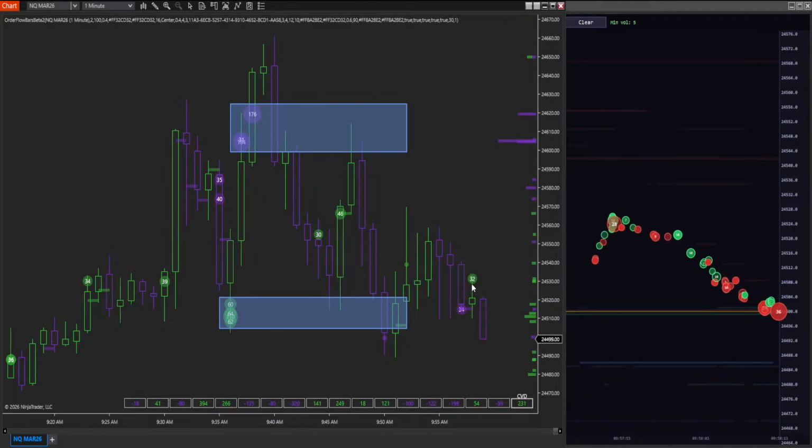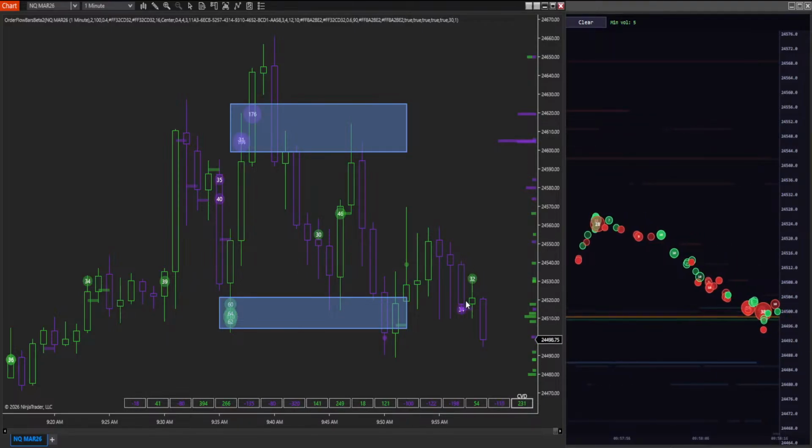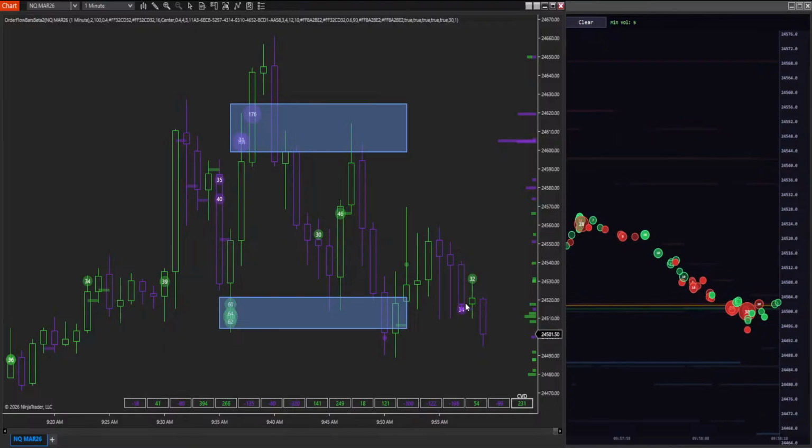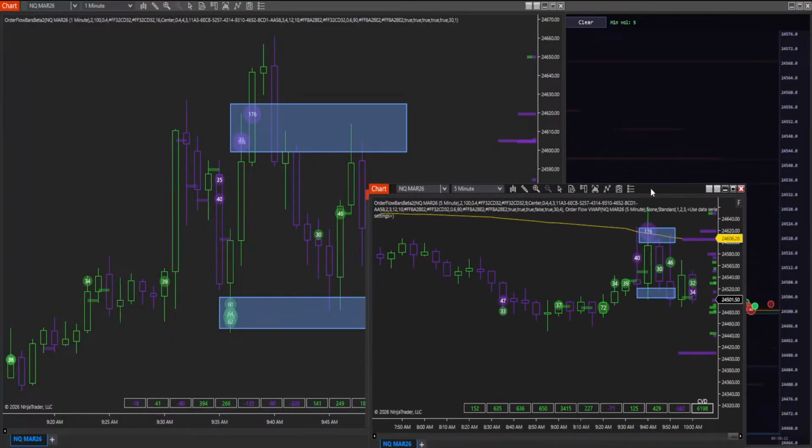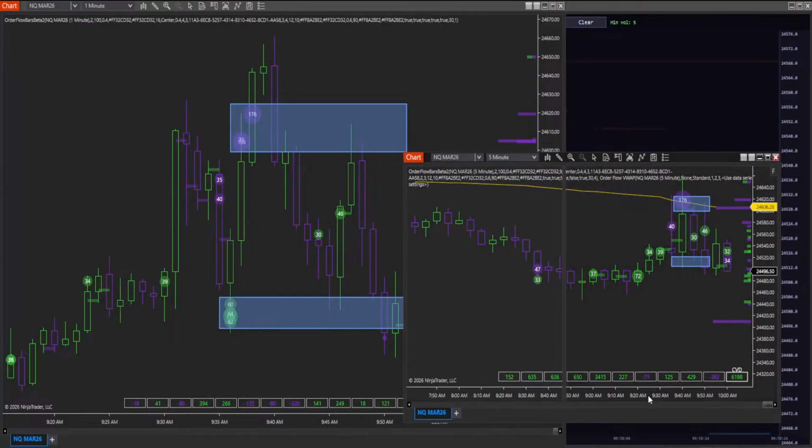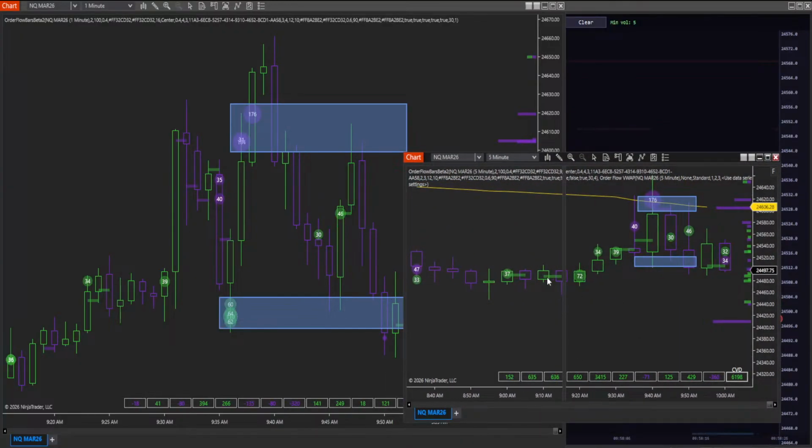We got that 30 lot that got absorbed. Gotta be careful about breaking down, because if you look at this, this is my 5 minute that I'm looking at.